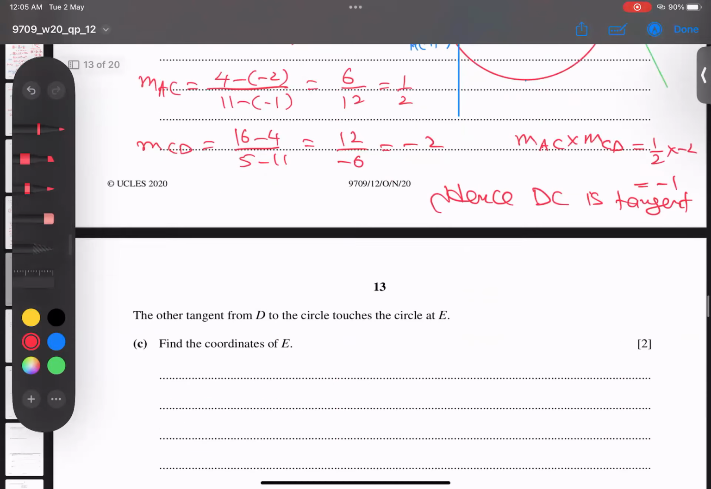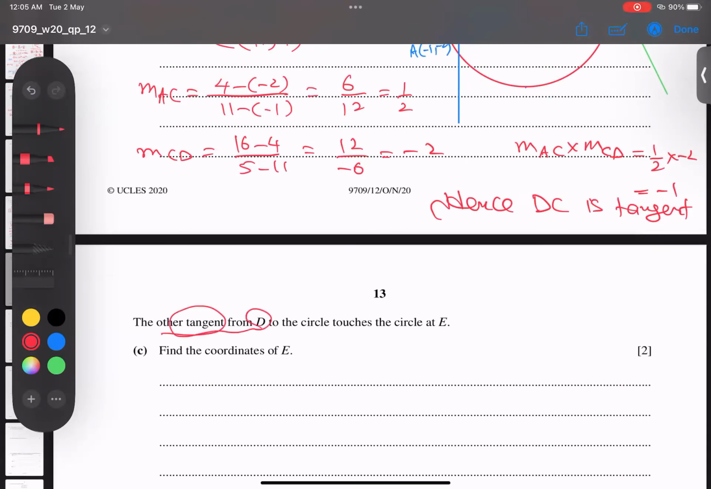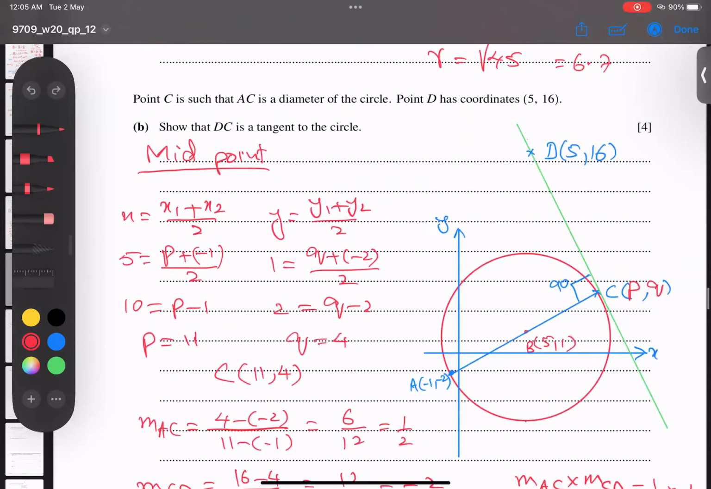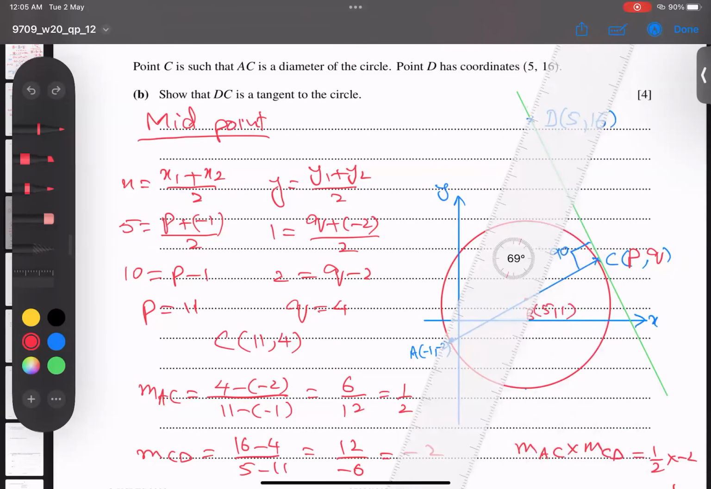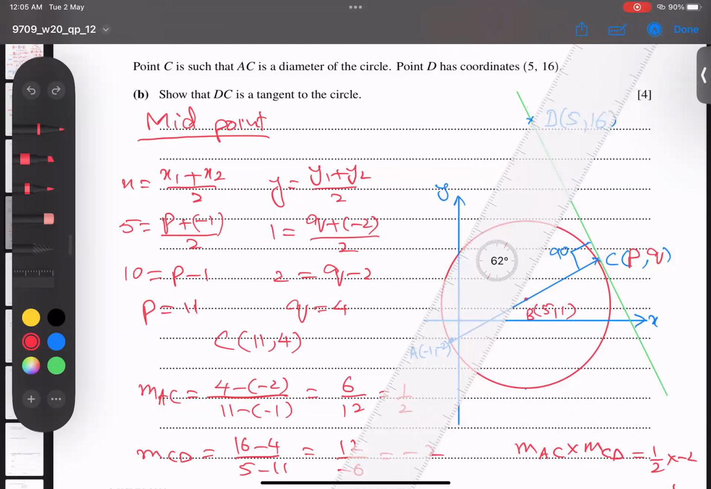Now, students, I'm going to the next part, the other tangent to D. From D to the circle, touching at E. It means there is a second tangent. So now I will make a second tangent. And students, this is the criteria we have whenever I make again a green color line. So when I make the second tangent, students, what is the rule we have? I'm going to discuss with you. And that is very important.